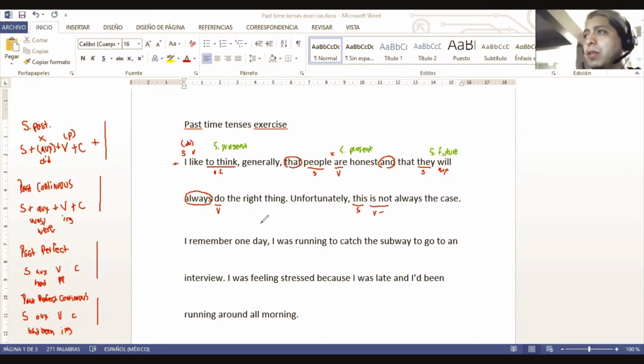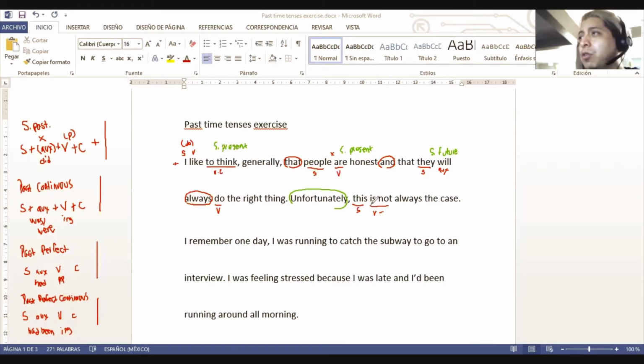They will do the right thing. Yeah. Unfortunately, this is not always the case. Unfortunately, this is just a comment, and it's explaining to you how this is what he normally thinks, but there is a contrasting idea. This is a contrasting idea. This is not always the case.